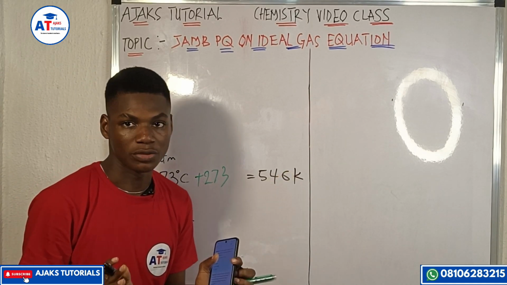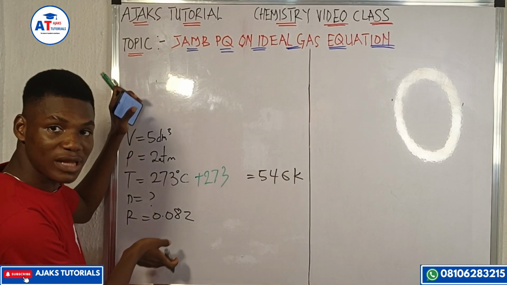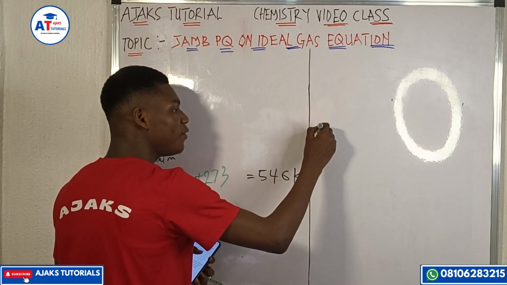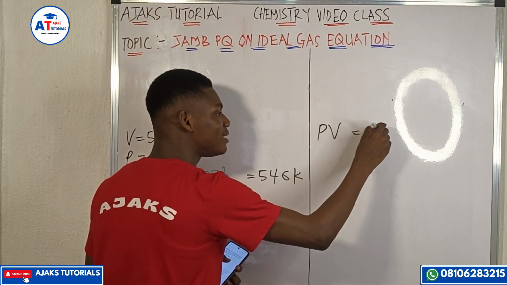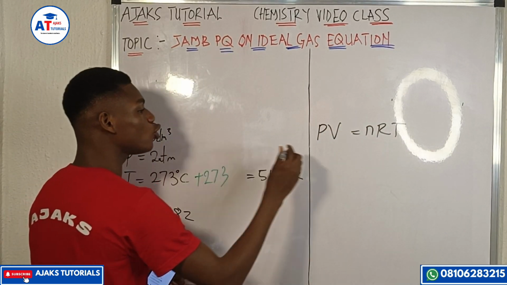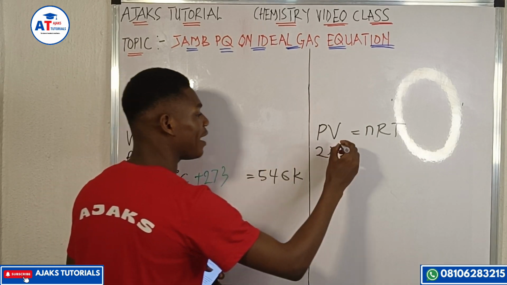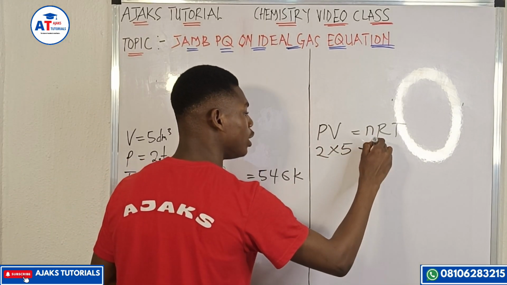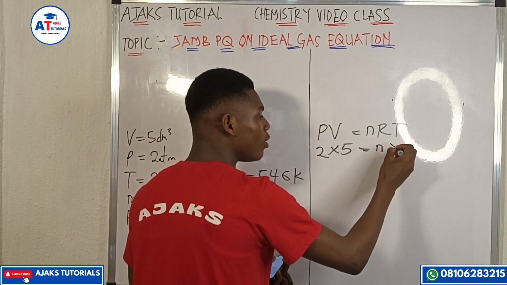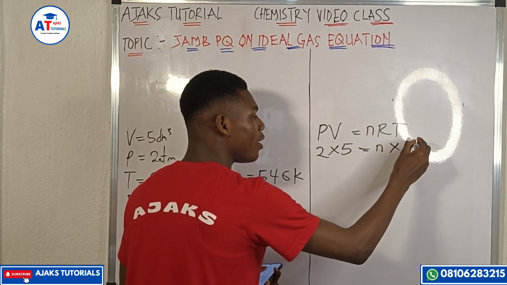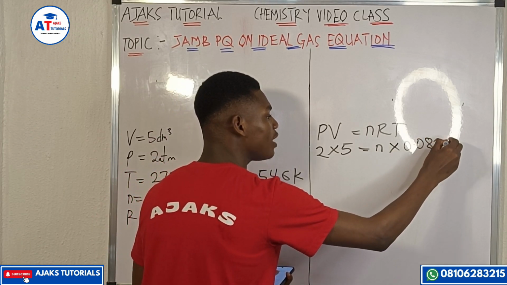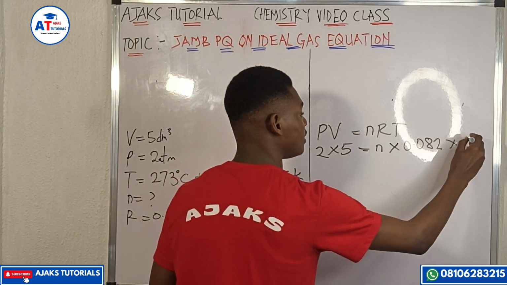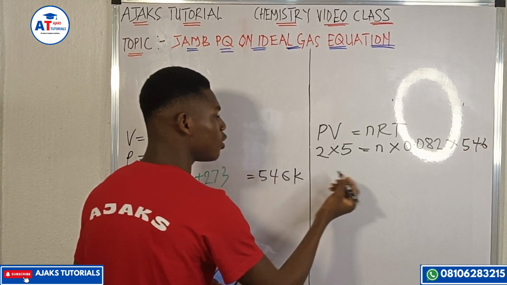Now pay attention. Having understood everything, PV equals nRT. Very simple. Let's be fast. What's my P? 2. What's my V? 5. What's my N? We don't know, that's what we're looking for. Multiply by R, which is 0.082. And what is my T, guys? 546.